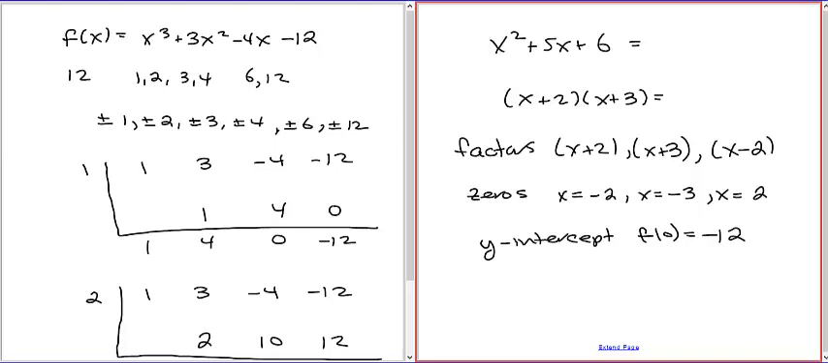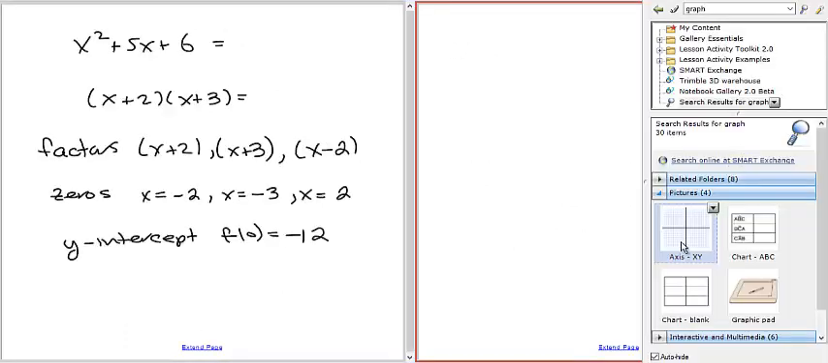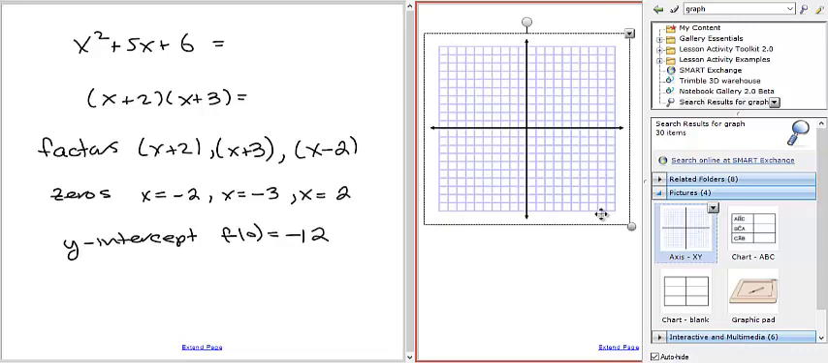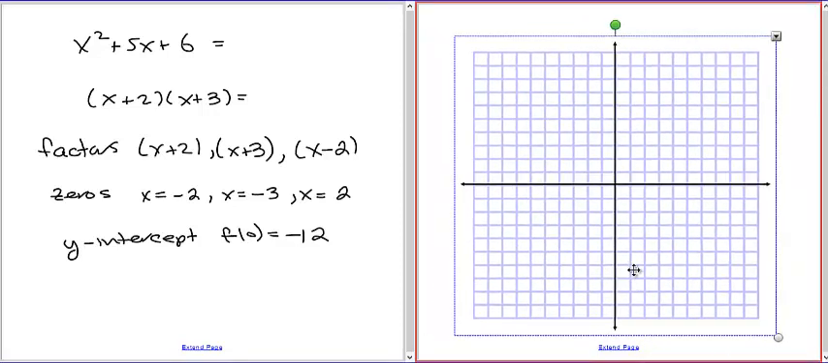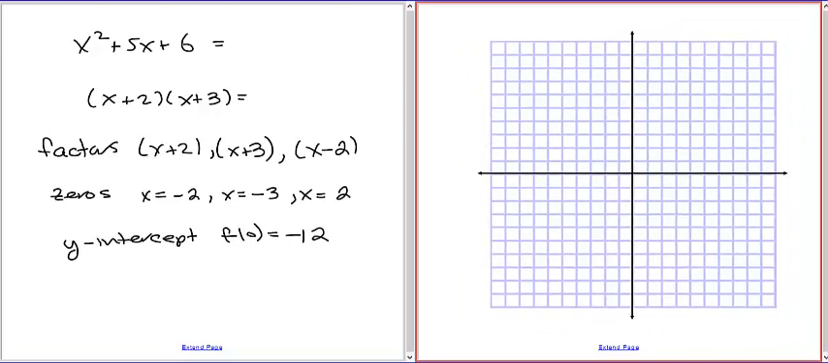So we will get a piece of graph paper. We'll go from negative 10 to positive 10. We'll go from negative 20 to 20 because our y-intercept is negative 12. So let's see, we've got a 0 at negative 3, 0 at negative 2, and a 0 at positive 2. And the y-intercept is negative 12. So each one of these grid marks is 2 units. So it's 2, 4, 6, 8, 10, 12.